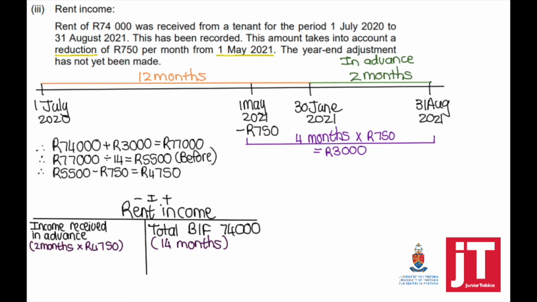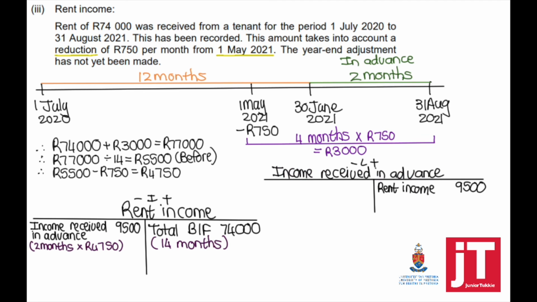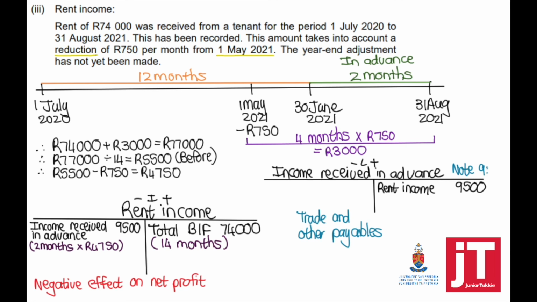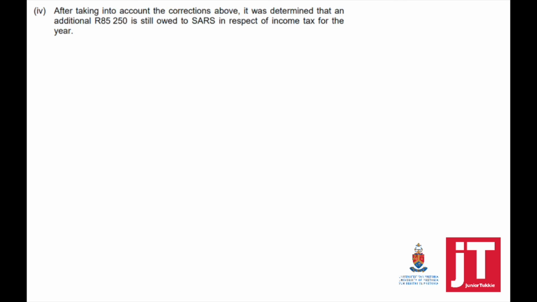So remember now, 2 months was received in advance. So 2 times 4,750 must be taken out, whereto income received in advance. Rent income, because it decreased, it will have a negative effect on the net profit. Income received in advance is a liability, so this will be added to your trade and other payables in note number 9.